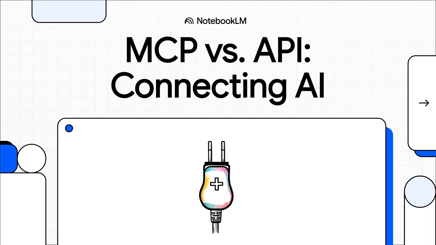All right, let's dive right in. We're going to tackle a really big question today. How do these incredibly powerful AI models we keep hearing about actually connect to the outside world? And the answer sets up this classic showdown. You've got the old guard, APIs, versus this new challenger on the block, MCP.